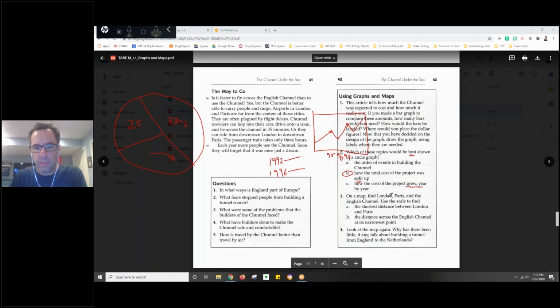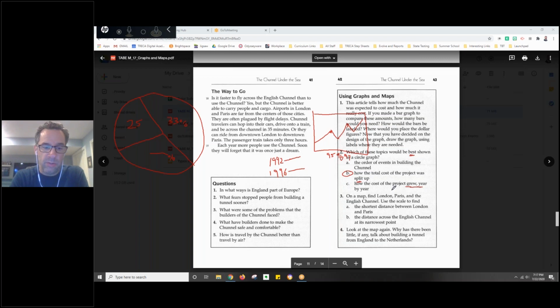On a map, find London, Paris, and the English Channel. Use the scale to find. Well, I don't know how we're going to do that one. If I were you, you can Google it. Just pull up Google and then go find that, London, Paris, and the English Channel. And then there should be a scale on the map that you can find. And you could find the shortest distance between London and Paris, and then the distance across the English Channel.